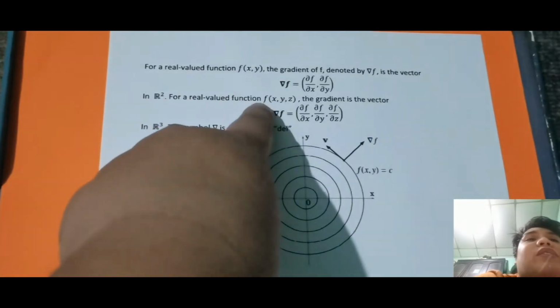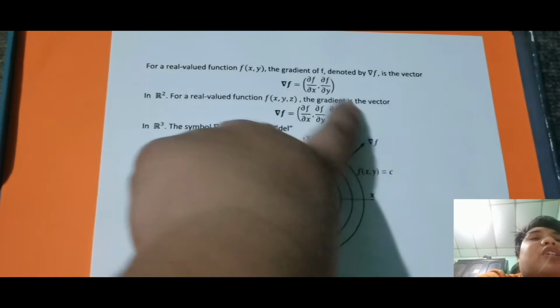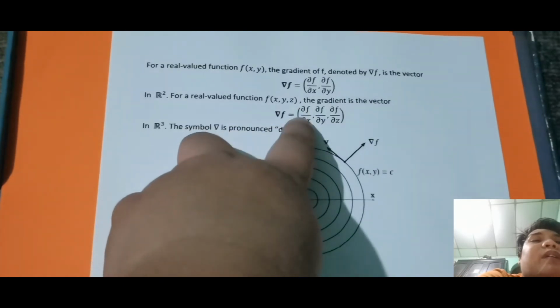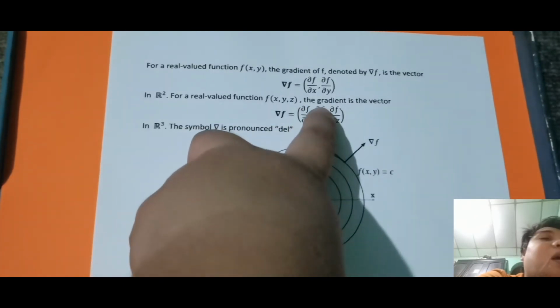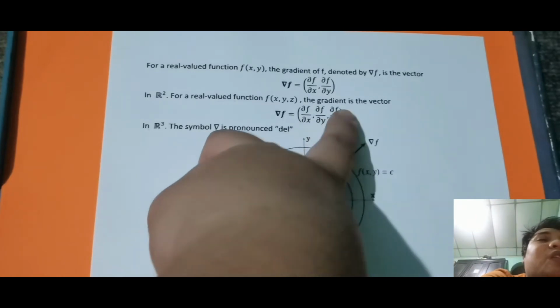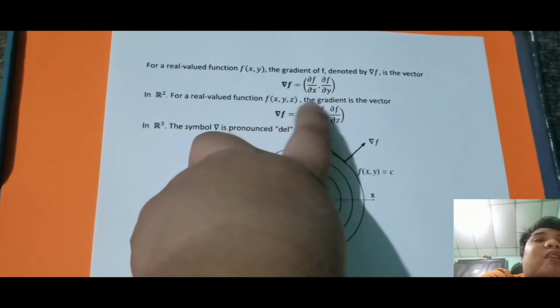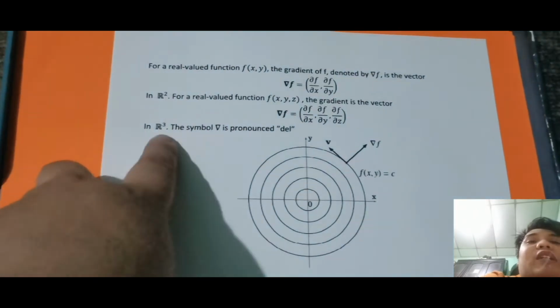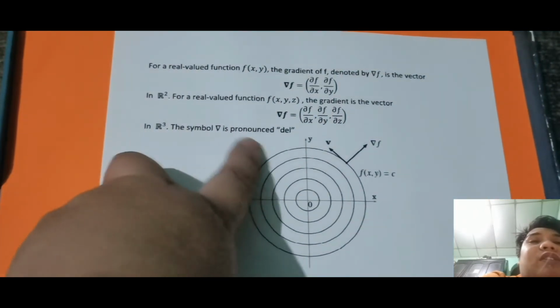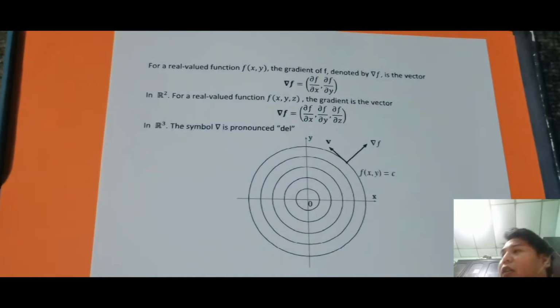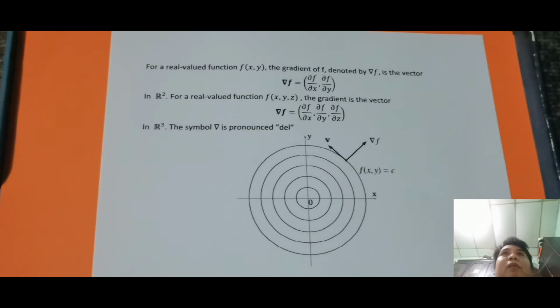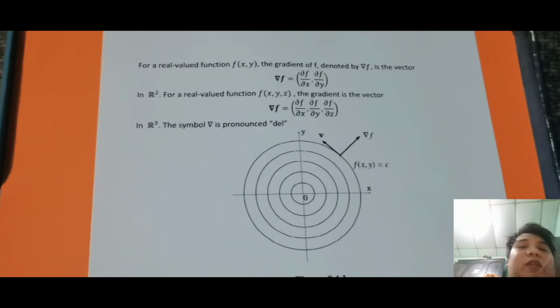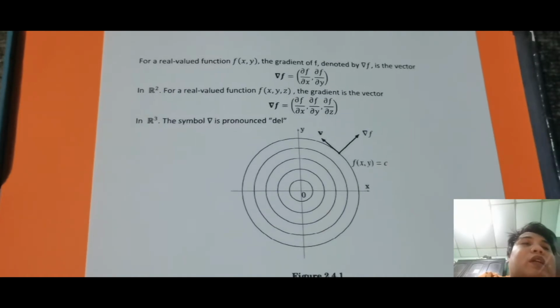Now, for a real valued function f of x comma y comma z, the gradient is the vector partial of f with respect to x, partial of f with respect to y, comma, partial of f with respect to z. So that is our gradient, the vector which is in R cubed. Then, the symbol is pronounced as del. It's the same as the other one earlier. I don't know why they have the same symbol as the partial derivative, but it is really read as del. So don't think of it as something else.